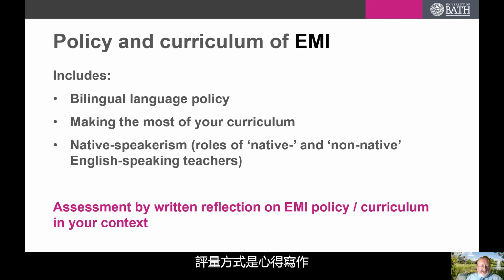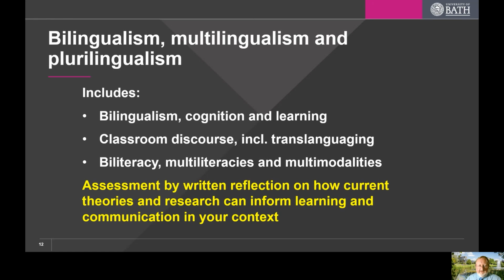And assessment for that is by means of a written reflection. So we get the participants to reflect upon EMI policy or curriculum in their particular context in a critical kind of way. Again, it's all focused on the environment in which you are working. Okay. Third unit is bilingualism, multilingualism, and plurilingualism. Of course, we look at the relationship between bilingualism, bilingual education, and also the way that learners and teachers think about that experience and the way that they think about their learning.